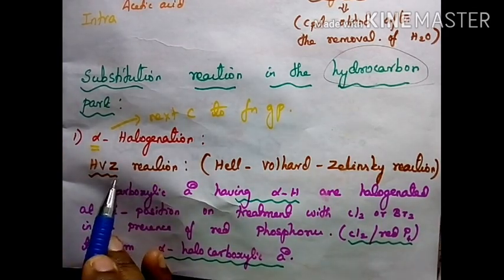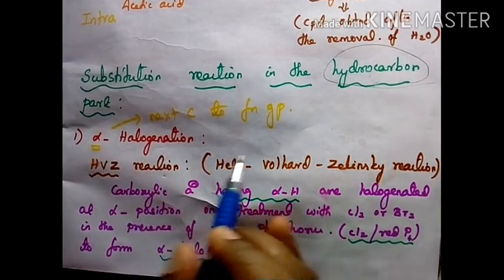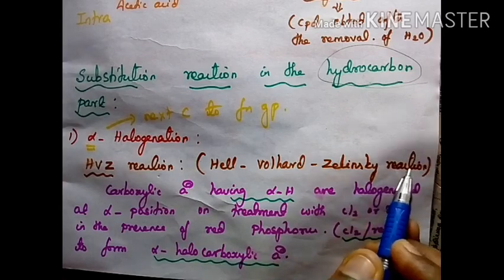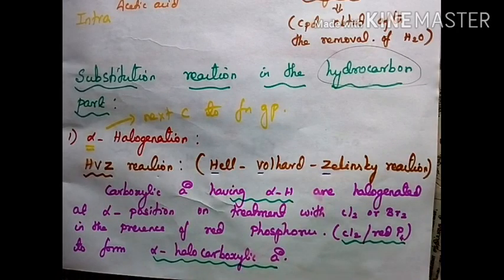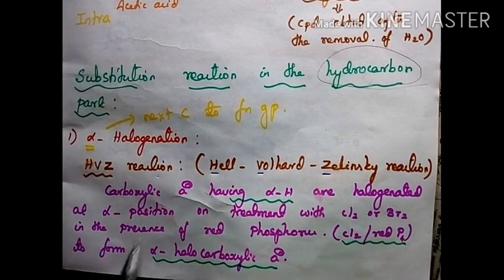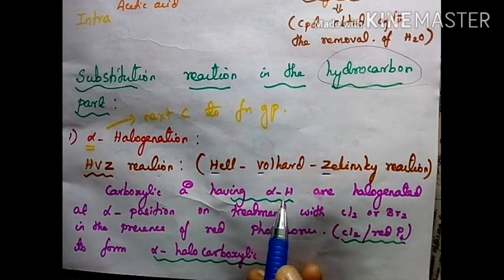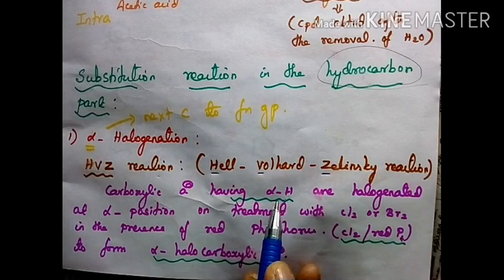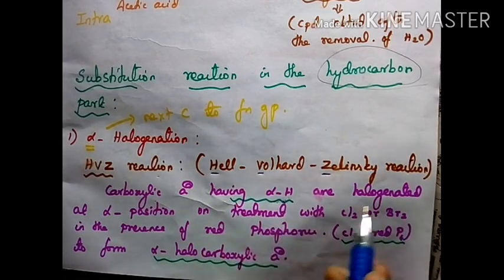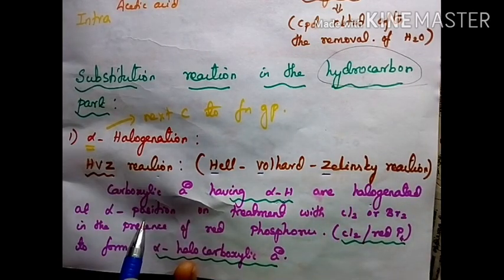So alpha halogenation is here called the HVZ reaction. What does that H represent? Hell-Volhard-Zelinsky reaction. That means a carboxylic acid having alpha hydrogen, that is, the carbon next to the functional group contains hydrogen. That hydrogen is called alpha hydrogen. It is halogenated, which means we remove that hydrogen and substitute a halogen at the alpha position.